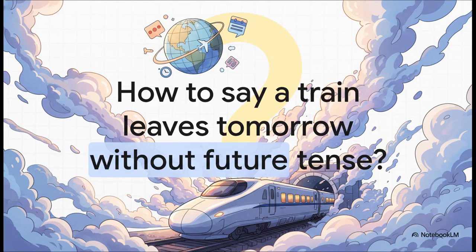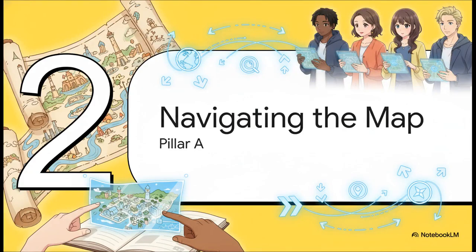Okay, here is a fantastic puzzle to kick things off. How do you tell a tourist that a train leaves tomorrow without actually using the future tense? Sounds totally counterintuitive, doesn't it? Almost like a trick question. But by the end of our time together, the mechanics behind solving this exact puzzle are going to feel completely second nature to you. Let's jump right into Section 2, Navigating the Map, which is Pillar A of our toolkit.